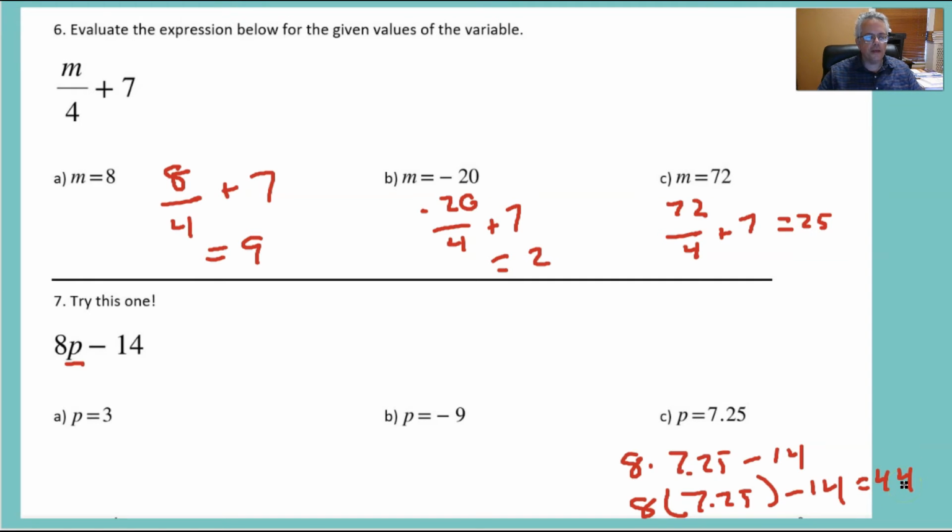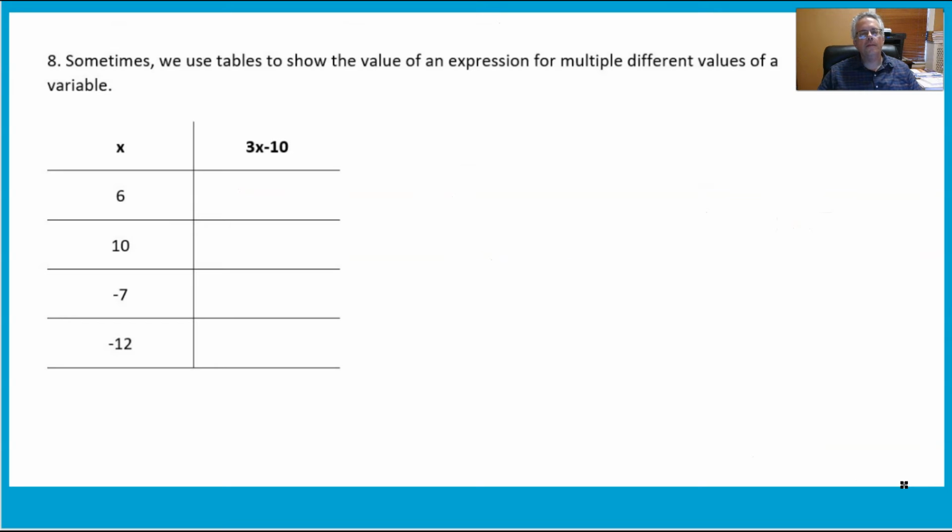Okay, so that's the basic idea here. Sometimes we organize this as a table. We're going to make a table of values. We're going to use the same expression, but we're going to put different values of x in it. So that's no problem. On this first row, if we let x be 6, this means we'll have 3 times 6 minus 10. We just figure out the value. That's 18 minus 10 is 8.